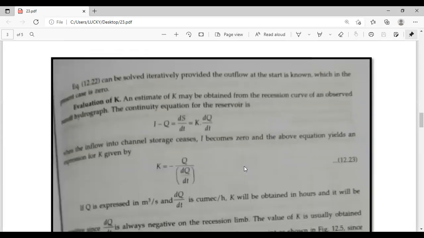So equation 12.12 can be solved iteratively provided the outflow at the start is known, which in the present case is zero. Evaluation of K.